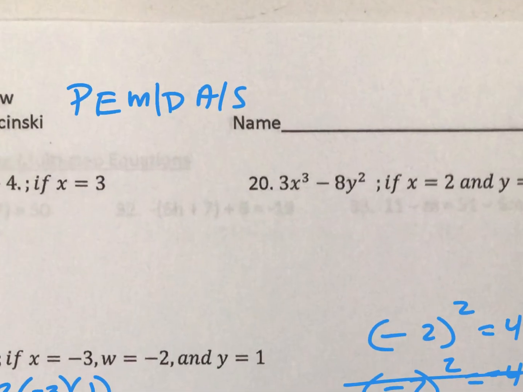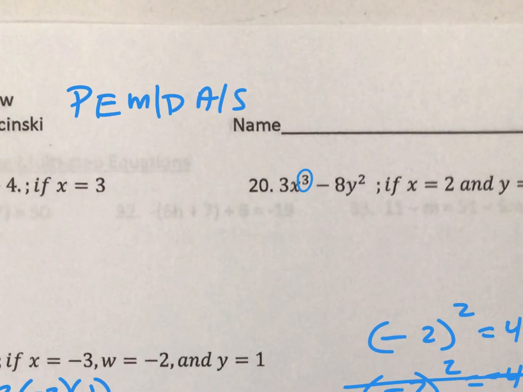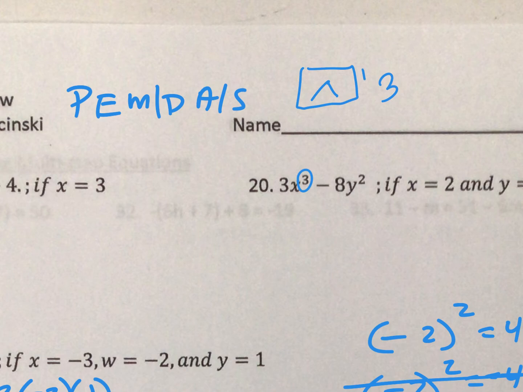On your calculator, really quick, when you're raising something to the third power, you have to use the little caret button. I think it's above division, and then hit 3. Okay.